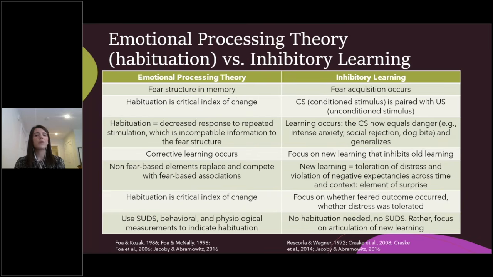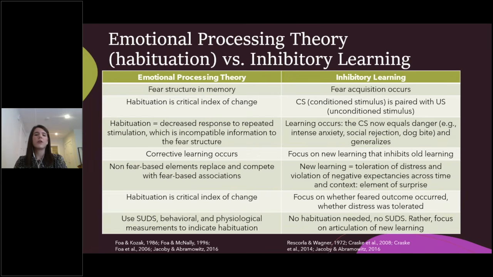So with the inhibitory learning model, we are conceptualizing fear as being acquired. What we are saying here is that there is a CS, or a conditioned stimulus, which is initially a neutral stimulus, and I'll get into more detail on the next slide about this, that is paired with an unconditioned stimulus. An unconditioned stimulus is a stimulus that automatically elicits a response, and it becomes paired with this neutral conditioned stimulus.